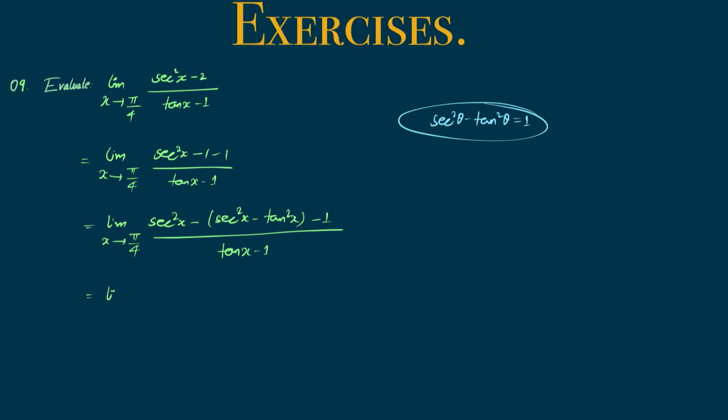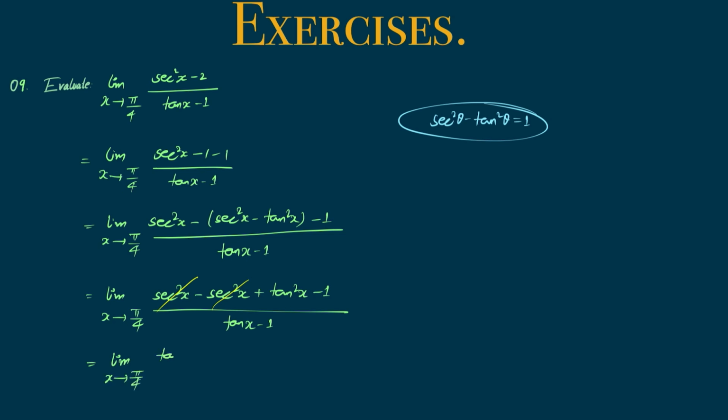This will be equal to limit x tends to pi by 4 of (sec square x minus sec square x plus tan square x minus 1) divided by (tan x minus 1). In the numerator you can see that sec square x and minus sec square x cancel to 0. So this will be equal to limit x tends to pi by 4.